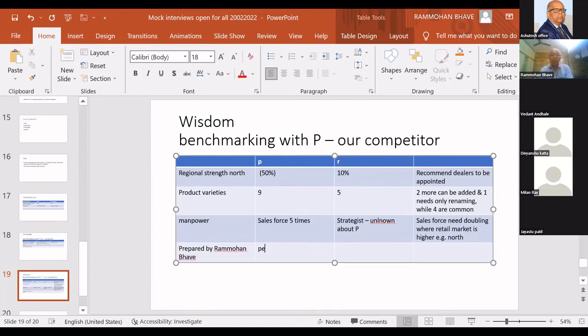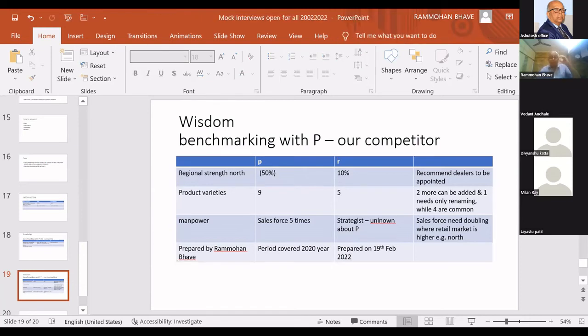Period covered: year 2020. Prepared on, say, 19 Feb 2020. Now find out which category you fall into whenever you prepare a report.